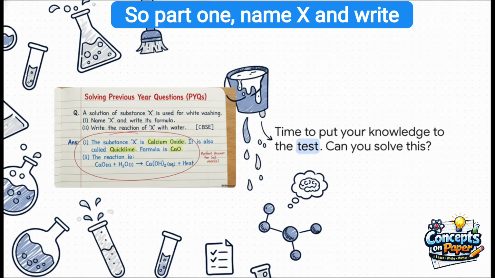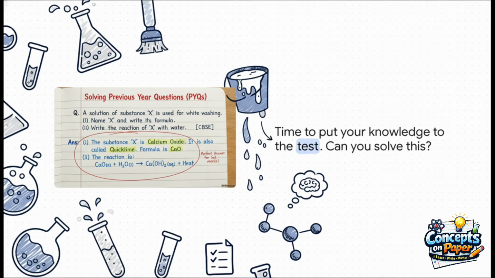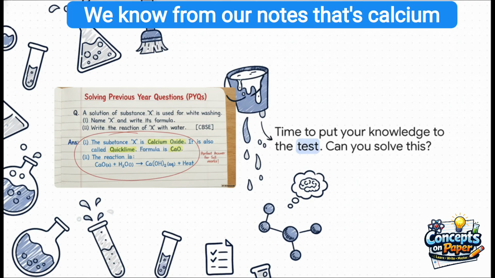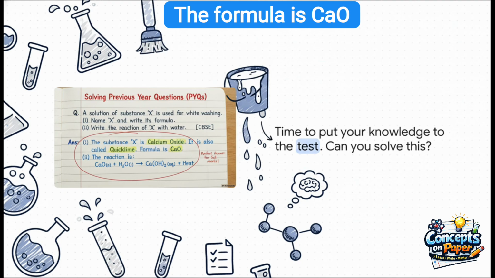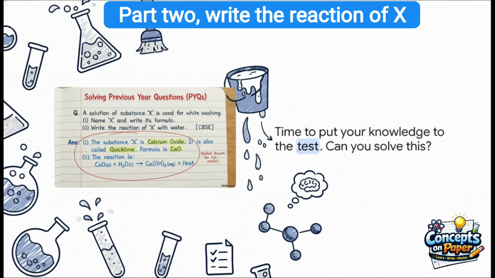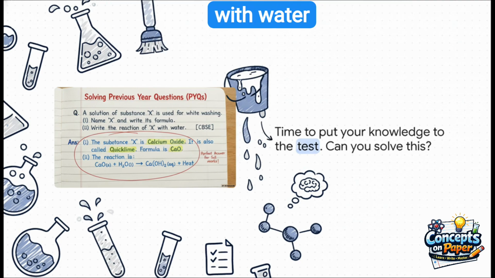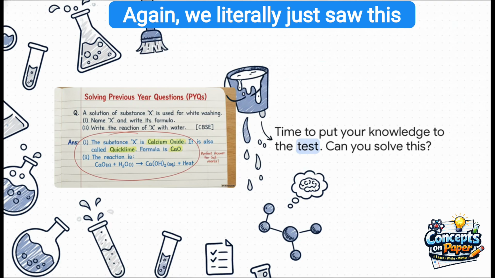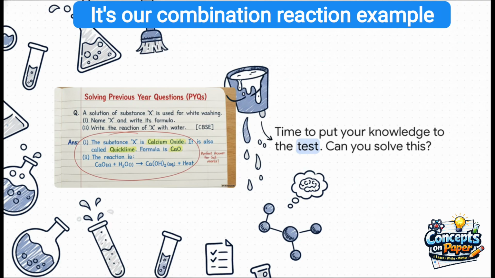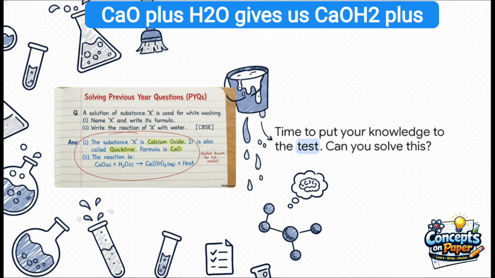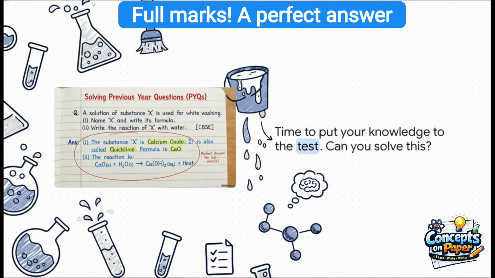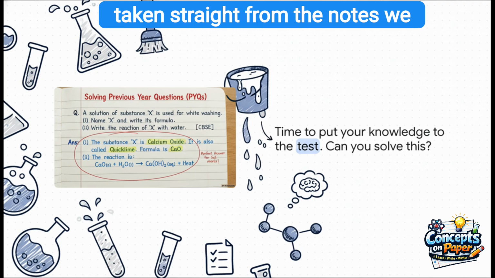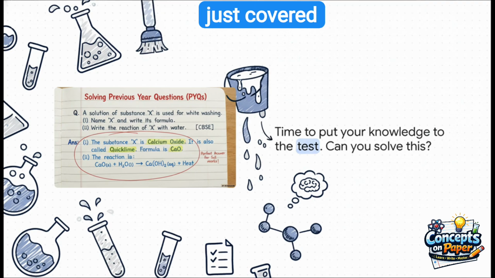So part 1, name X and write its formula. We know from our notes that's calcium oxide, also called quicklime. The formula is CaO. Part 2, write the reaction of X with water. Again, we literally just saw this. It's our combination reaction example. CaO plus H2O gives us Ca(OH)2 plus heat. And that's it. Full marks. A perfect answer, taken straight from the notes we just covered.